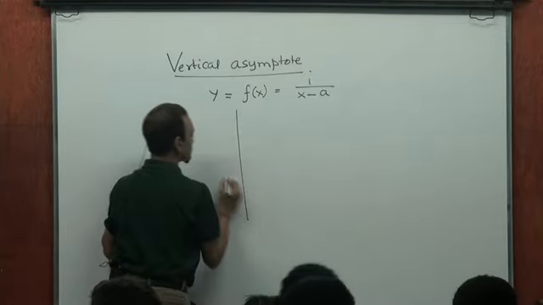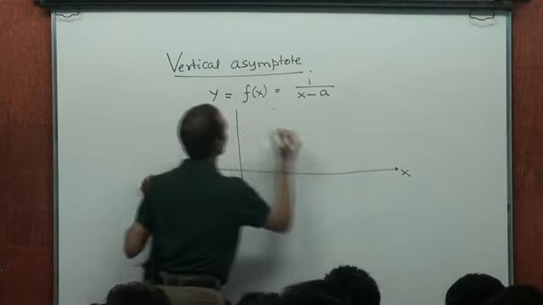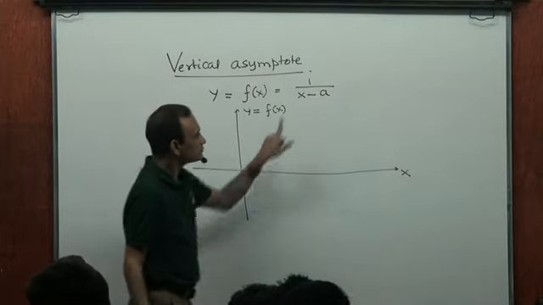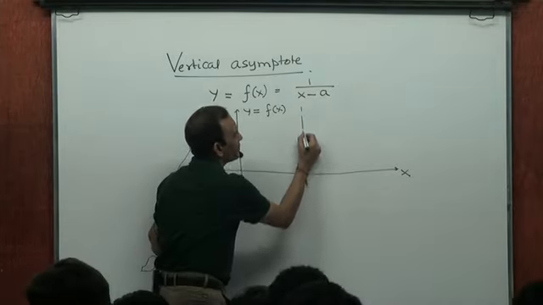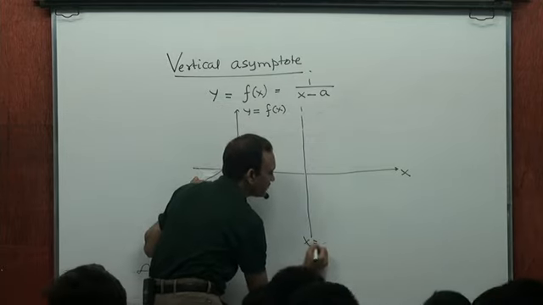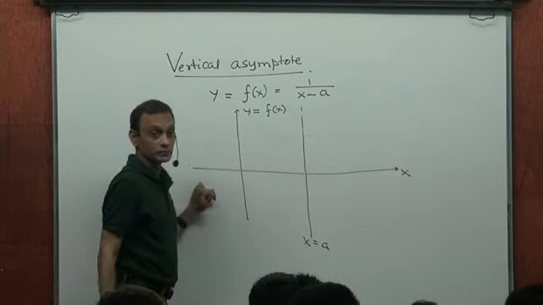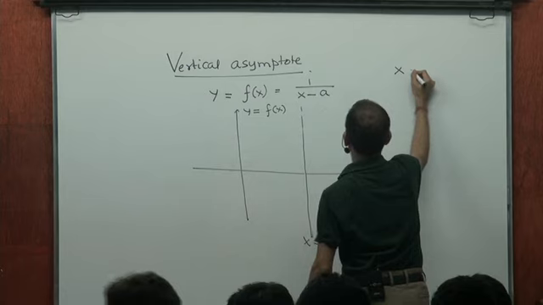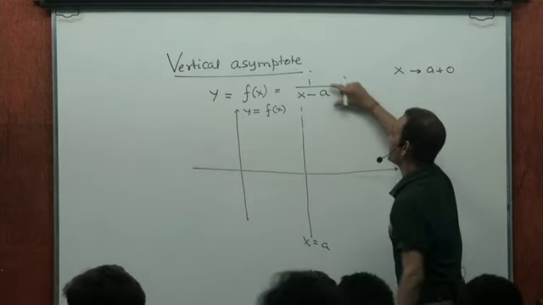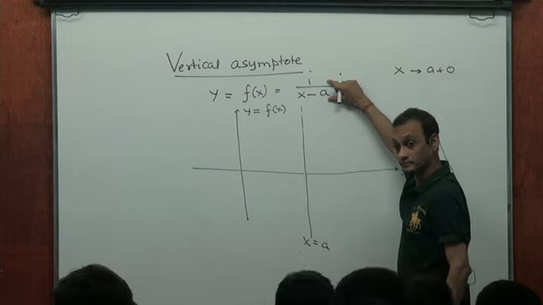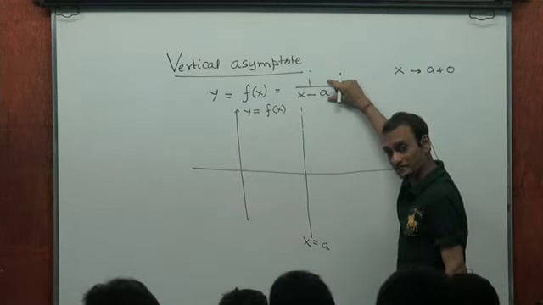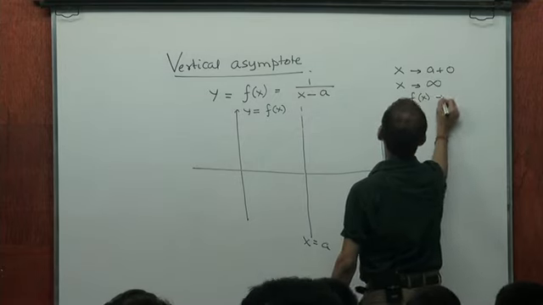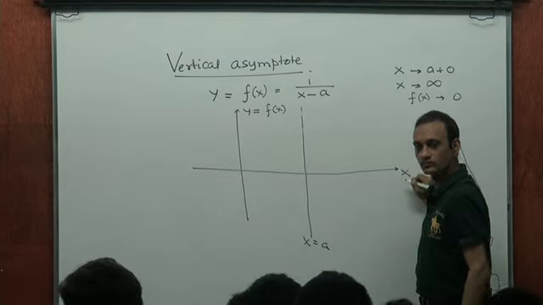In this case, this is the line x equal to a where f(x) is undefined. Now do you realize that as x tends to a from the greater than a side, then f(x) would tend to plus infinity, right? As x tends to infinity, f(x) would tend to 0. Isn't it?